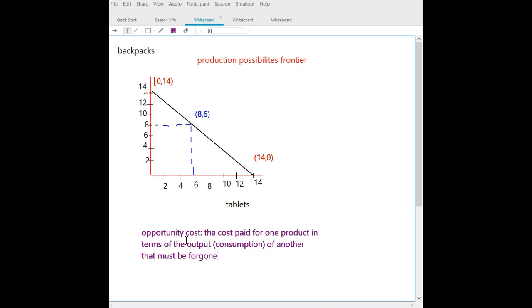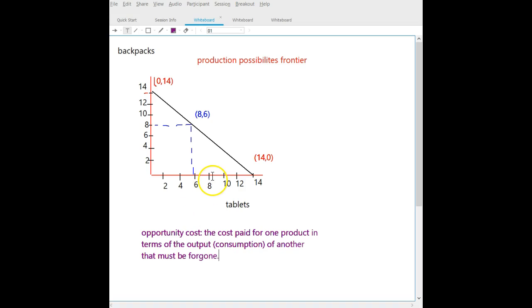So let's say that here you're choosing to produce only backpacks. You will have foregone, or you will not have the ability, to produce any more tablets. You can see you're making a lot of backpacks, but you're not making any tablets. So that would be your opportunity cost. By going all out on backpacks, you cannot produce as many tablets.